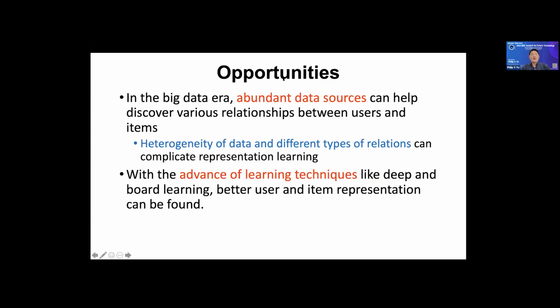We also have a lot of opportunity in this big data era, because in the big data era, there is an abundance of data sources that can help discover various relationships between user and item to help us address the cold start problem. But the challenge is that the data are often heterogeneous. That is to say that they may be of different types. Some of them are text data, some of them are image data. And then there are different types of relationships between the entities, which can complicate the representation learning. However, with the advance of learning techniques like deep and broad learning, it will provide a better user and item representation.